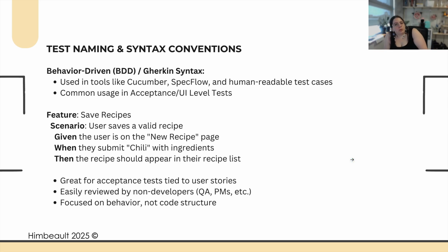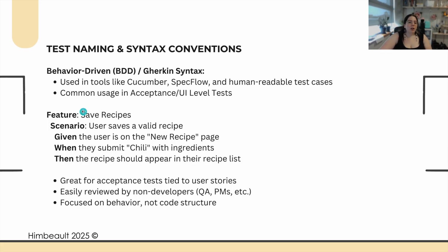So there's some other tools and syntaxes and conventions that exist out there. So for example, there's behavior-driven, or known as Gherkin syntax, and there are some tools that do use this, so Cucumber and SpecFlow, and also some workplaces like to use this because it is pretty human readable. It's very, very common to sort of see this set up in acceptance tests, in UI level tests, things that would need to be more human readable because there's a higher chance a human is interacting.